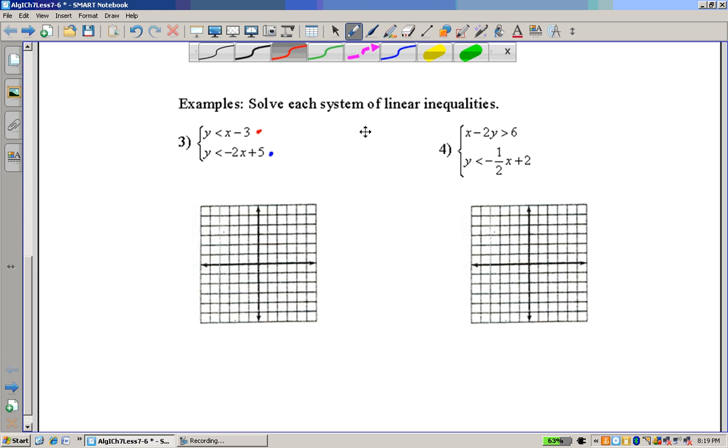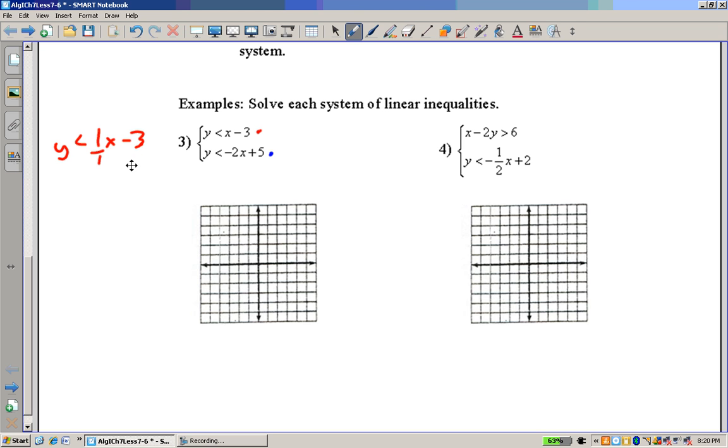Okay, so solve each system of linear inequalities. Well, what we're going to do is put this in slope-intercept form. Thankfully, it already is. Y is less than, now I'm going to put a 1 in front of the x and put that over 1. And that's going to be the slope. This will be the y-intercept.